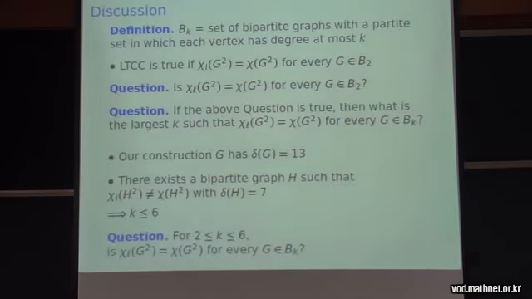If it's true for k equal to 2, I mean, you said that if it's true for B_2, then the list total coloring conjecture is true. Yeah. But is the converse true as well, or is it equivalent? I think equivalent. Yeah.